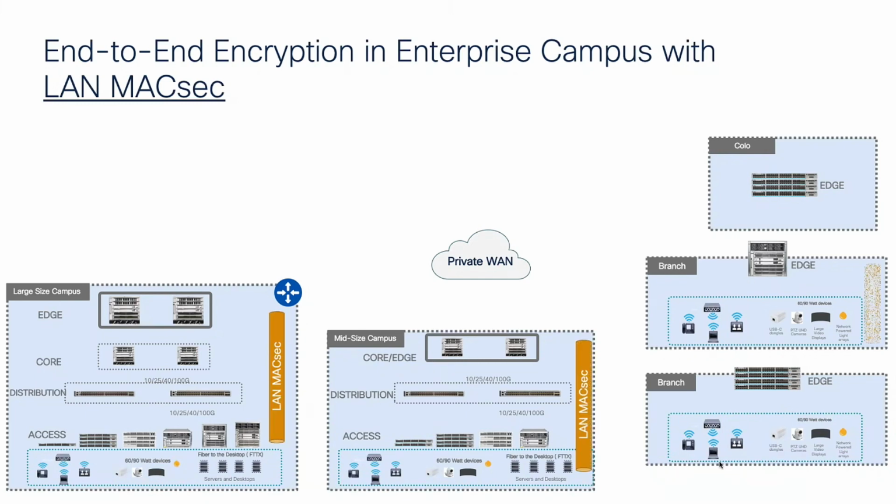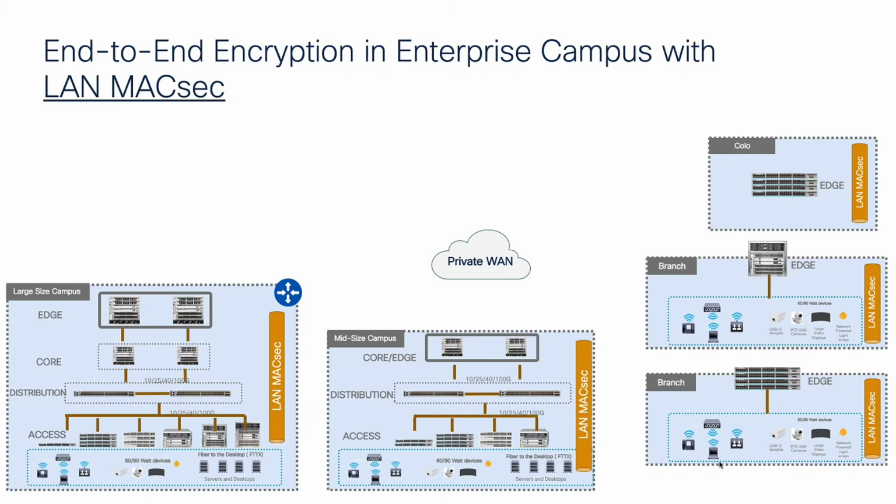We have been shipping LAN MACsec for a while now, for a lot of years. We've been shipping this for a very long time, and we already support this across our entire Catalyst 9000 switching family. You can encrypt end to end, all the way from access to the core to the edge. And obviously, this is a layer 2 technology.